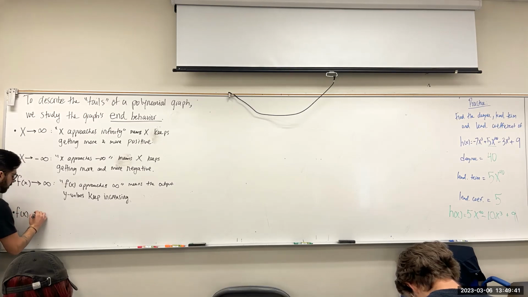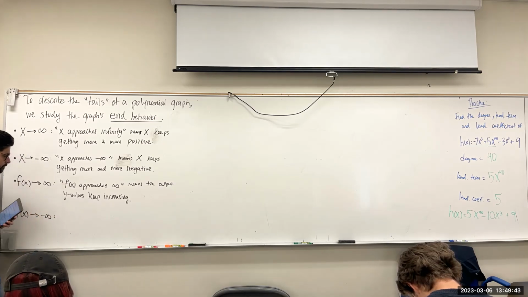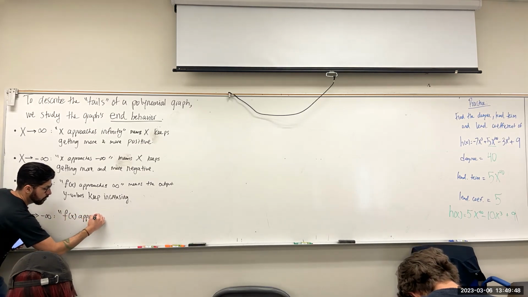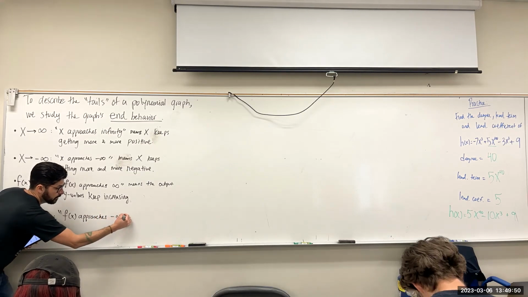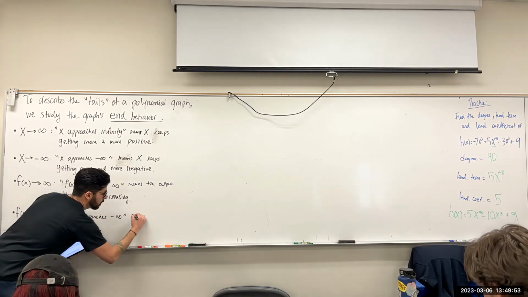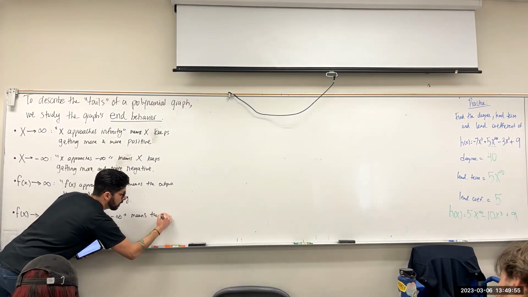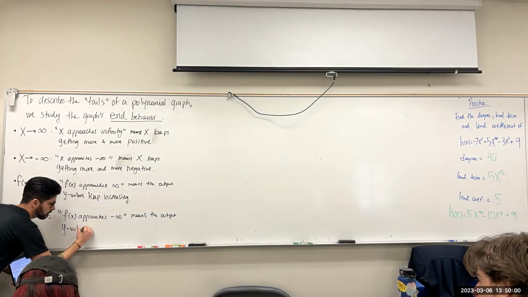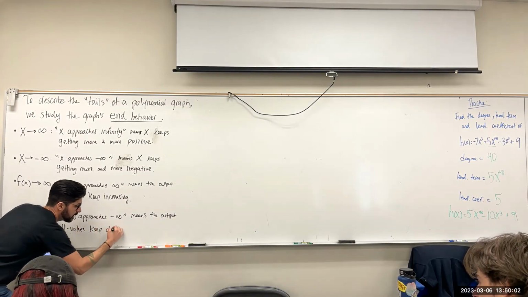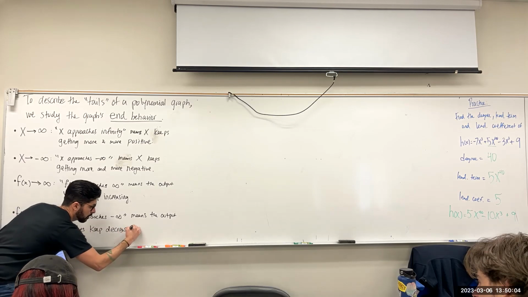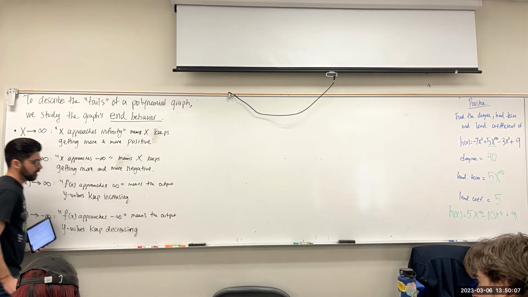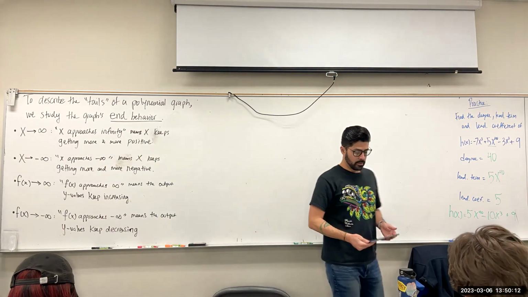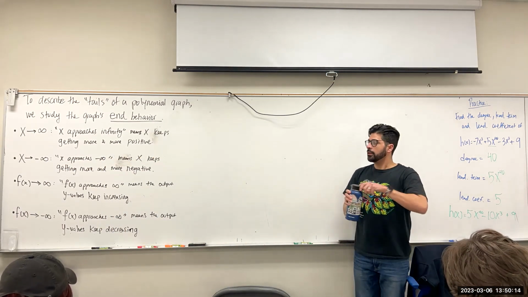And then the last one is f of x approaching negative infinity. You read that as f of x approaches negative infinity. And it's going to be the opposite. It means the output y values keep decreasing, the way you guys were telling me the y values kept going down and down and down. They're decreasing. All right, I'm going to give you some time. That was a lot of writing. I apologize.